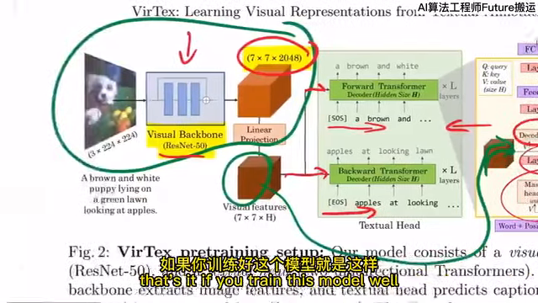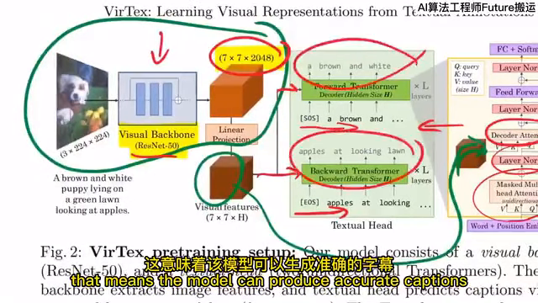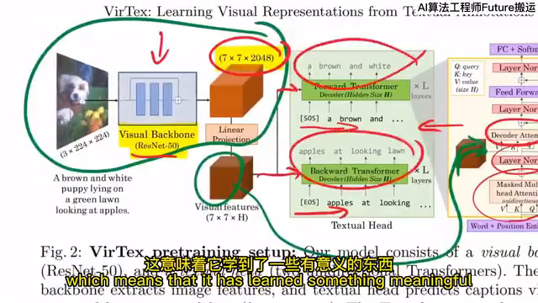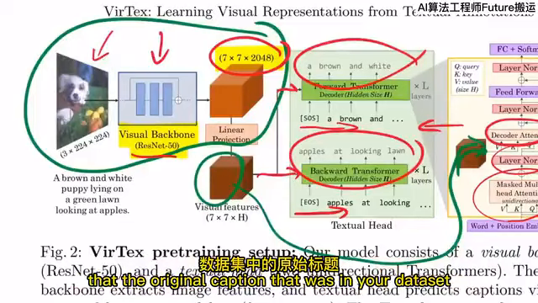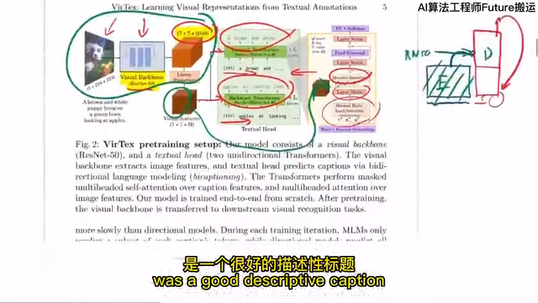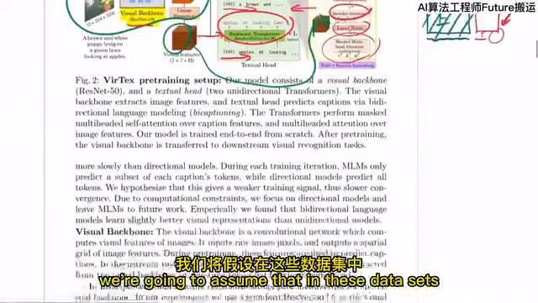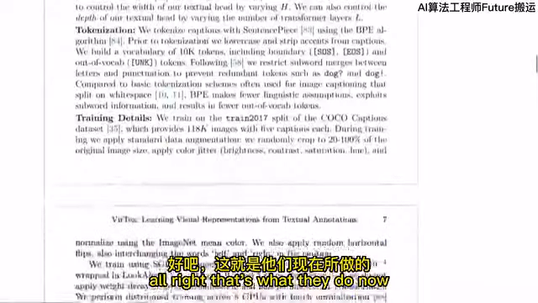That's it. If you train this model well, that means the model can produce accurate captions for these images, which means that it has learned something meaningful about the image, to the degree, of course, that the original caption in your dataset was a good descriptive caption. But we're going to assume that in these datasets this is the case. All right, that's what they do.